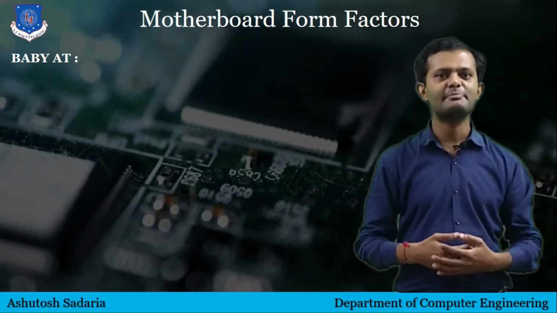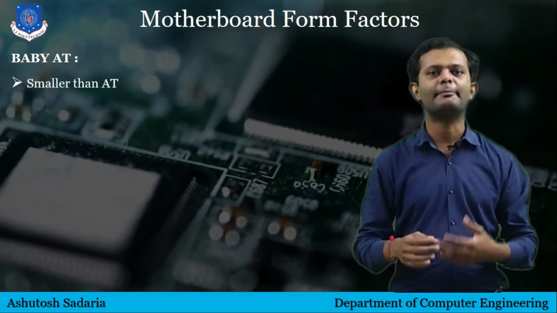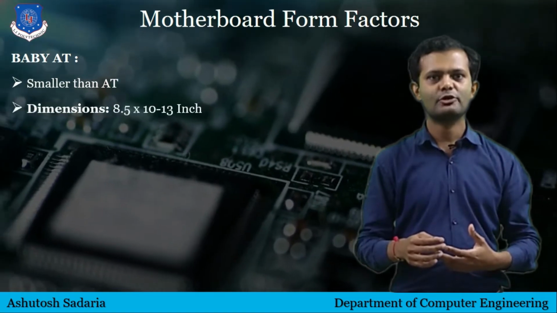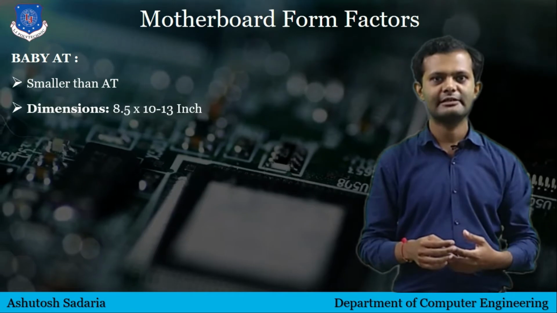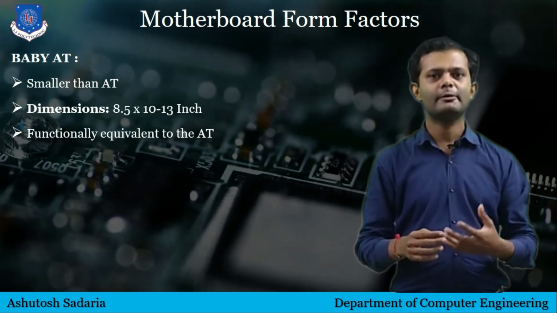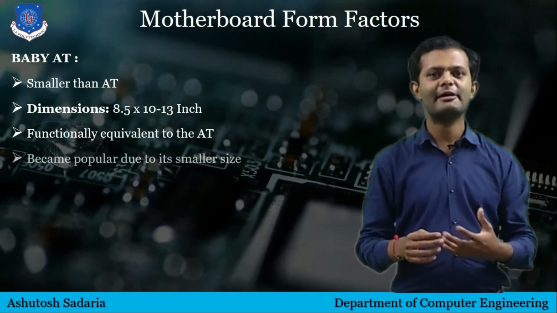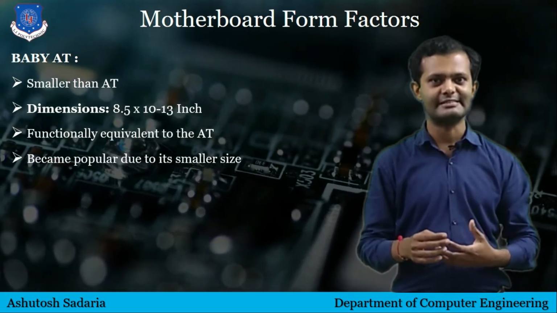The next form factor is baby AT. It is smaller compared to AT motherboard. So its dimensions are 8.5 inch by 10 to 13 inches. AT and baby AT both have the same functionalities, but baby AT became popular due to its small size.